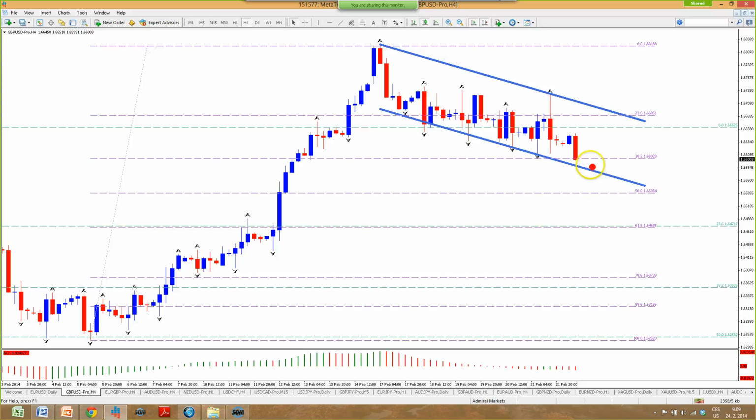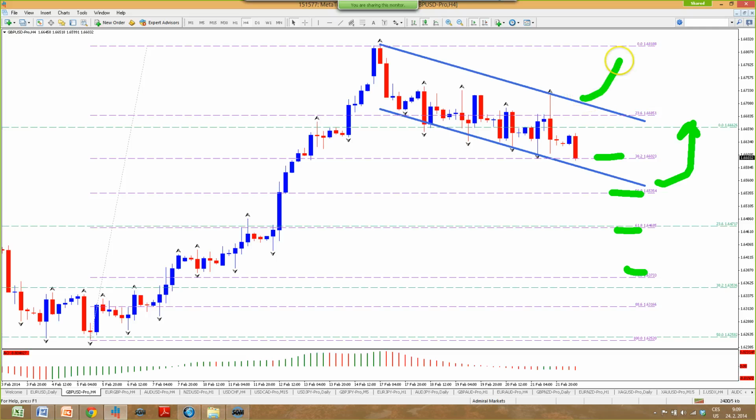For instance, to move down to the 50 fib, and later maybe to the 61.8, and who knows, maybe even to the 78.6 fib. Those would be the spaces to the downside. Of course, any of these fibs could still be a bouncing spot, right? Be careful of that. Any of these fibs.